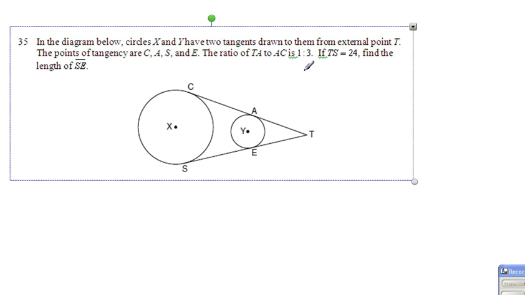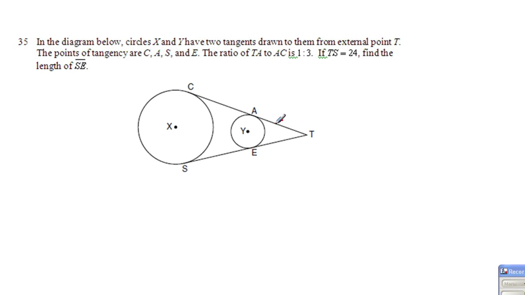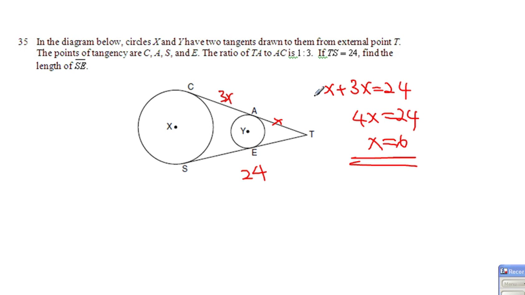All right, here we have the ratio of TA to AC is 1 to 3. That means if this one is x, this one is 3x. But notice that these are tangent line segments, so therefore the measure of this one is equal to the measure of this one. Since they say TS is 24, what we can do is x plus 3x equals 24. Then we get 4x equals 24. x becomes 6. Now find SE. SE is from this portion which corresponds to 3x, therefore the answer will be 18.